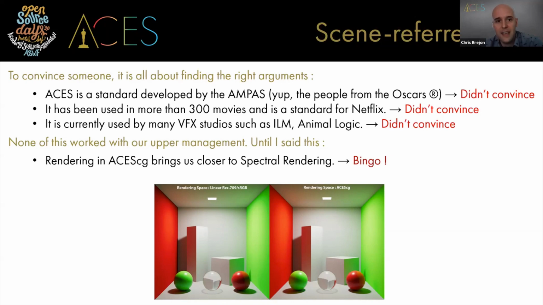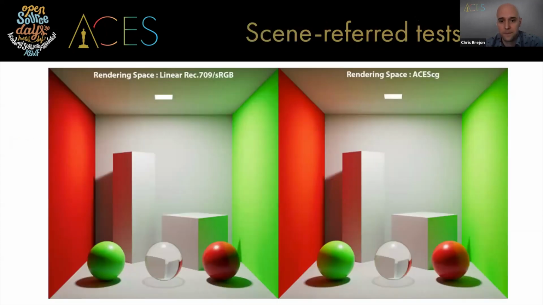Rendering in ACES CG brings us closer to spectral rendering. Let's have a look at the Cornell box in the next slide. On the left, we have a linear Cornell box, and on the right, we have an ACES CG render. If you look at the green sphere on the right, you can clearly see some red bouncing from the wall on it, thanks to the wide gamut rendering. Same thing on the red sphere. Next slide, please.